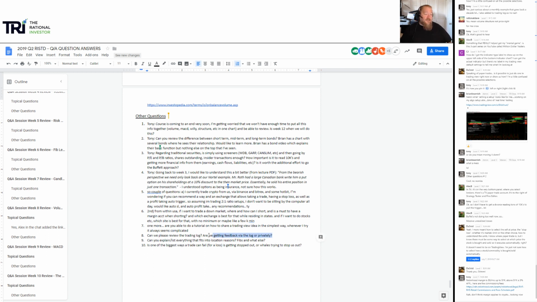Incidentally, if we don't get to something in the trading log and you had put it in there and you want some feedback on it, there's no problem at all with you just PMing me and saying, hey, can you give me some feedback on this particular trade? Even if it's not in the log, but preferably it's in the log because I want you guys to practice that, right?